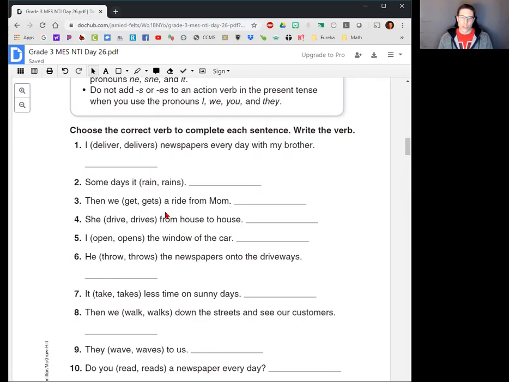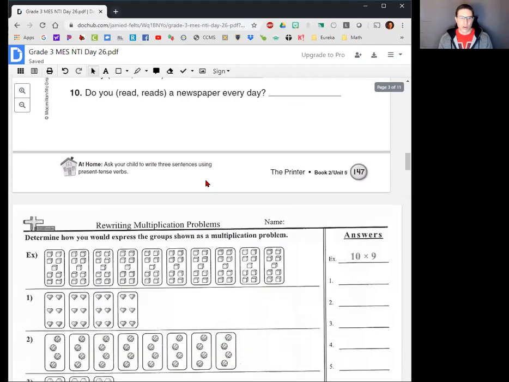But in general, just read it in there, something like this. I deliver newspapers every day with my brother. I delivers newspapers every day with my brother. Usually present tense would be with the S, but I, that's a rule breaker. You need to put deliver in there. This is a more regular one, not a rule breaker. Some days it rain or rains. Some days it, right, rains with an S means present tense. So that's our grammar for today.